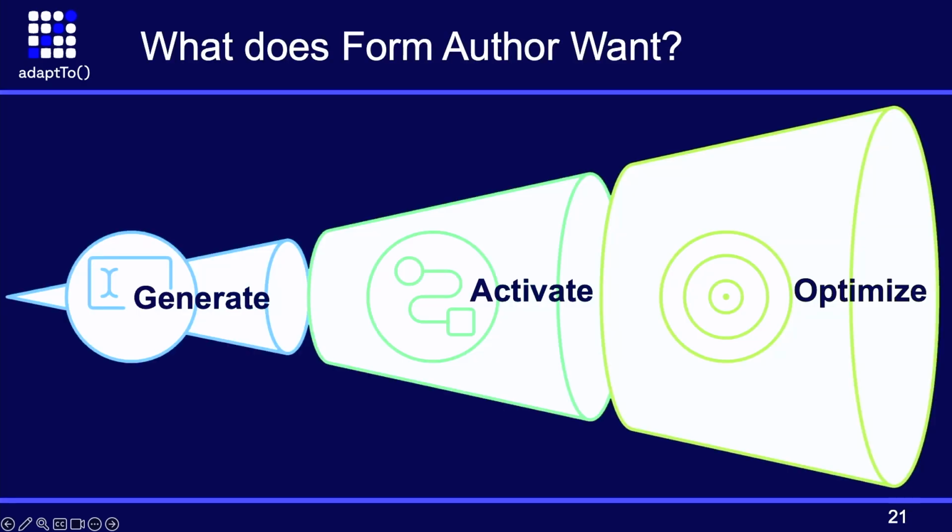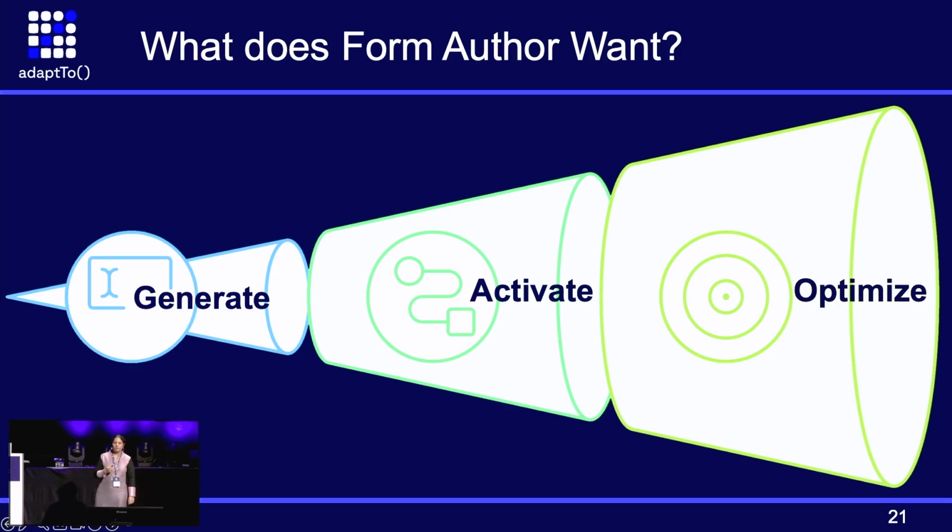So how do we do that? What does a form author want? Should we put all this responsibility on the shoulders of the form author? No, we should not. We should have the platform available that supports them to achieve all these strategies nicely. So there are three pillars to it. One is generate, activate, and optimize.